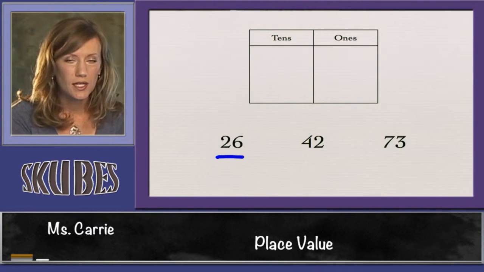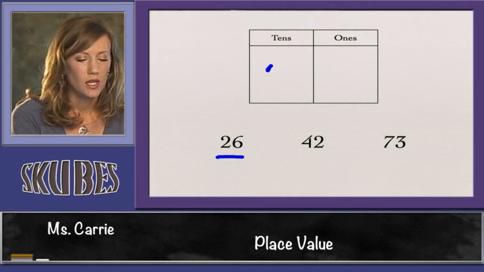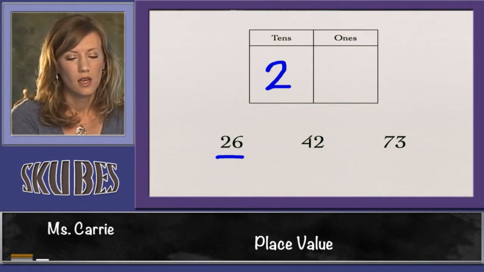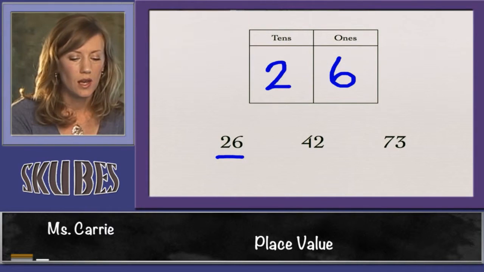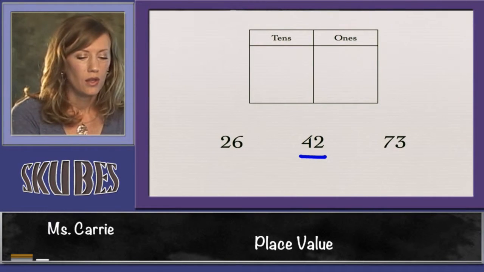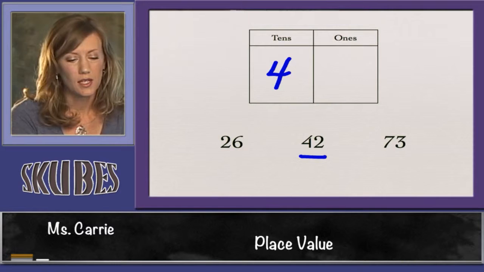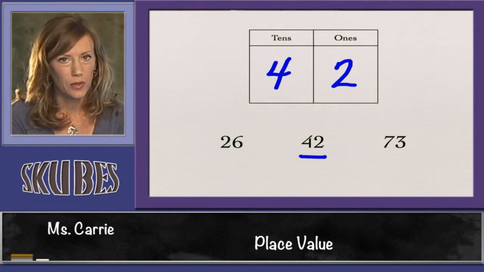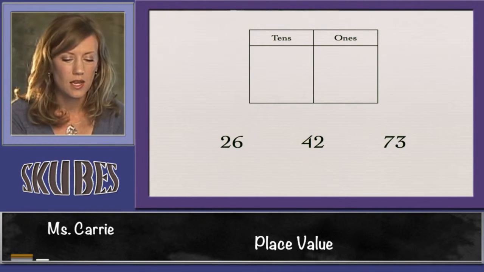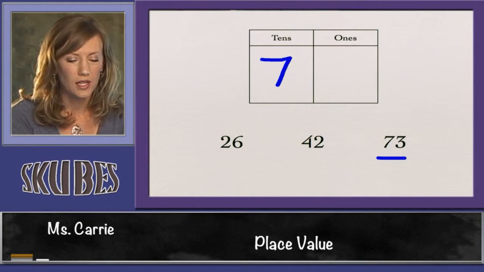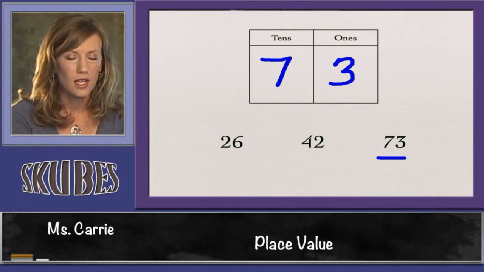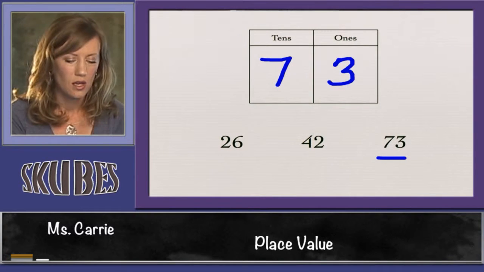In the number 26, the 2 is in the tens place, and the 6 is in the ones place. In the number 42, the 4 is in the tens place, and the 2 is in the ones place. And in the number 73, the 7 is in the tens place, and the 3 is in the ones place.